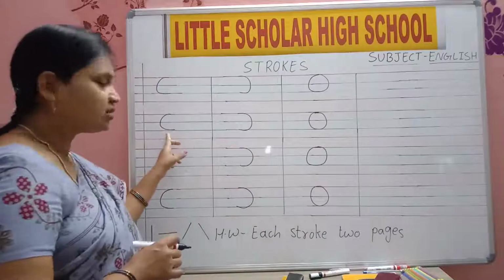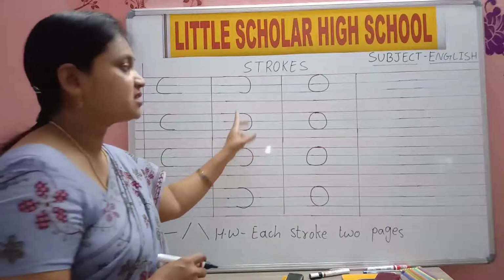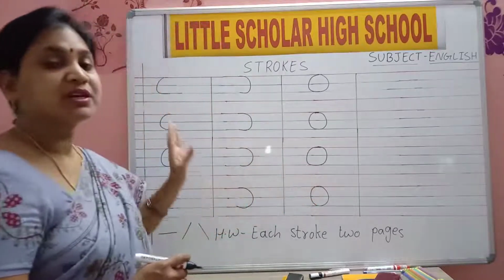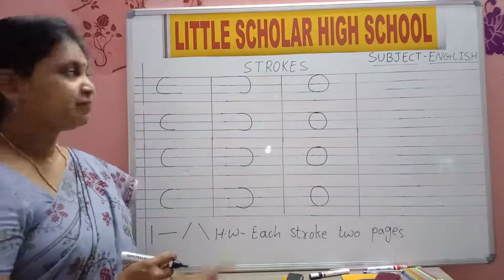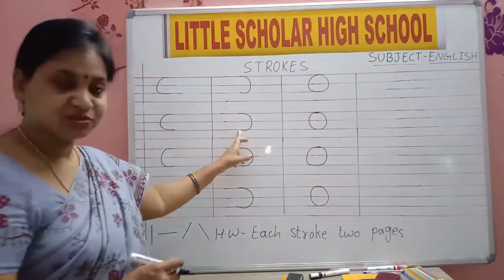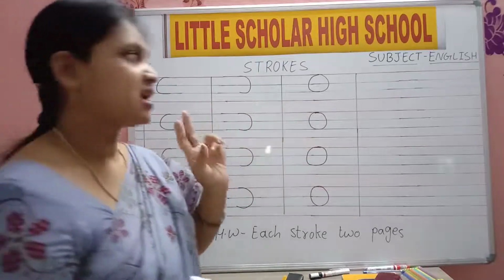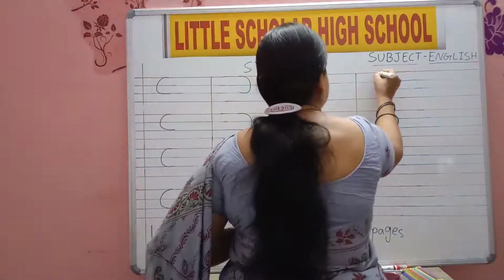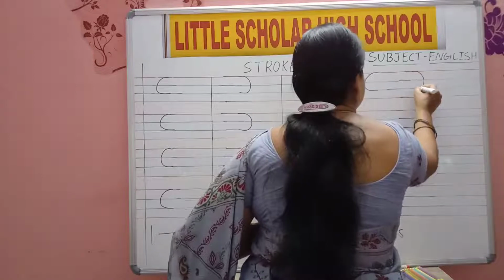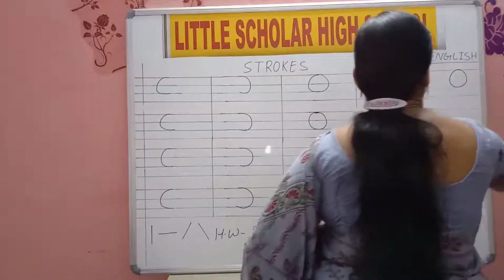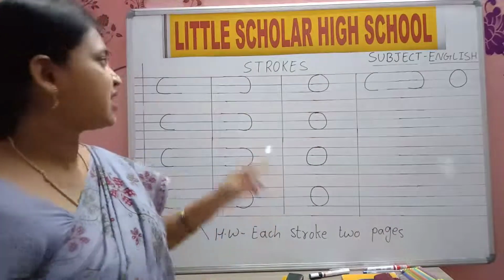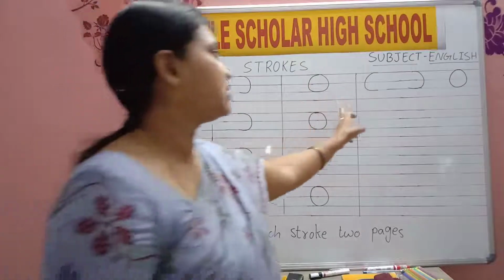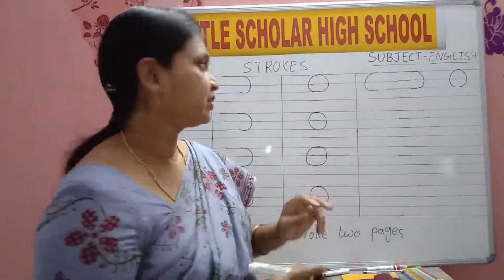You will write left curve 2 pages, right curve 2 pages, circle 2 pages. After completing these 3, you will write all these 3 curves in one paper. Yes, left curve, right curve, circle, all in one paper.